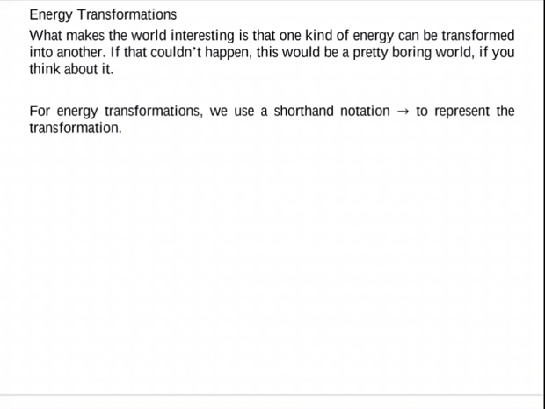So for energy transformations, we use a shorthand notation. This symbol right here, the arrow, will tell us how we're transforming our energy.